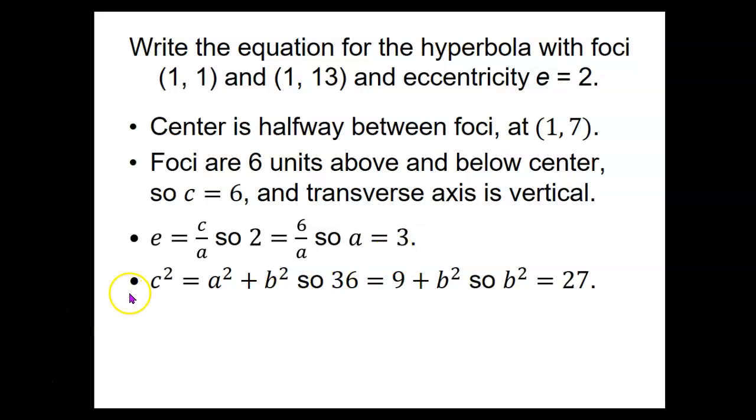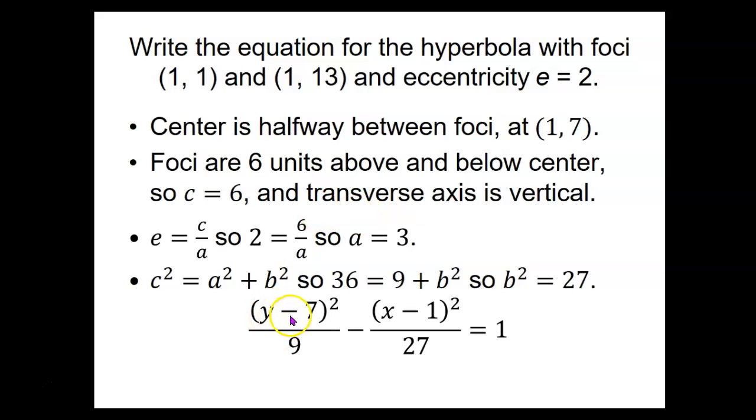And then we have the equation c squared equals a squared plus b squared. We have 2 of those numbers, so put in 6 for c and 3 for a, and we have 36 equals 9 plus b squared, so b squared equals 27. Then b would be the square root of 27, but when we write the equation, we're really just going to need to know the b squared.